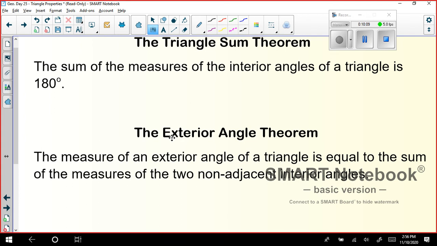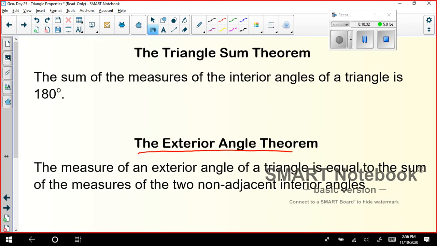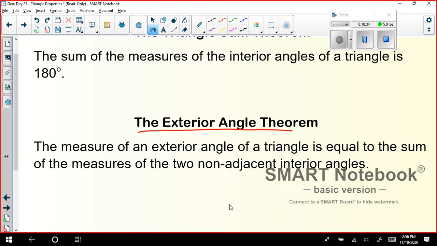And the proof of the exterior angle theorem was done in the previous slide, where we said the measure of an exterior angle is equal to the sum of the measures of the non-adjacent interior angles. This is your adjacent angle. These two are the non-adjacent interior angles of the triangle. That's your exterior angle theorem. Okay, I hope I'm clear. So let's see the next slide.